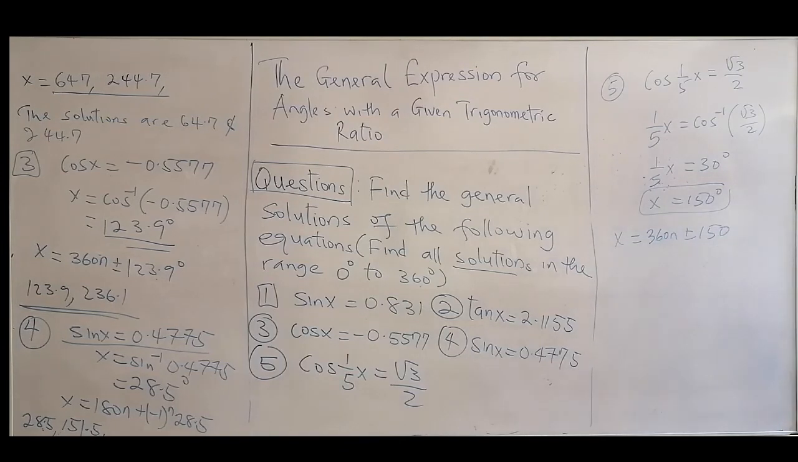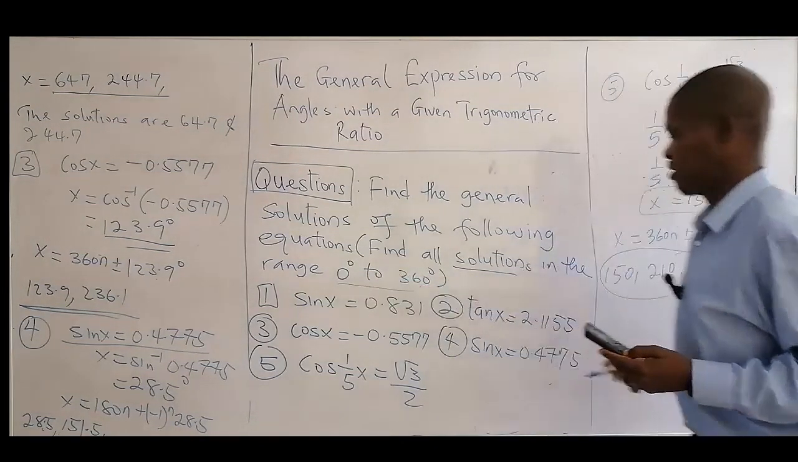So for the list of values, the first one is 150. Followed by when n is 1, we have 360 minus 150, that's 210. N is 2, that's 720 minus 150 or plus 150, and that will be outside the range. So these are all the solutions in the range of 0 to 360.